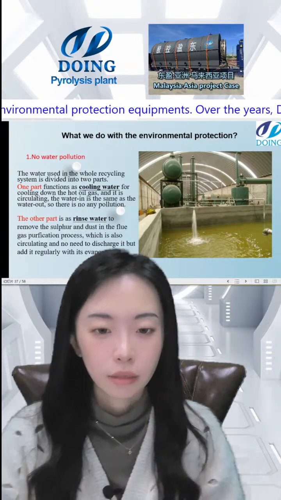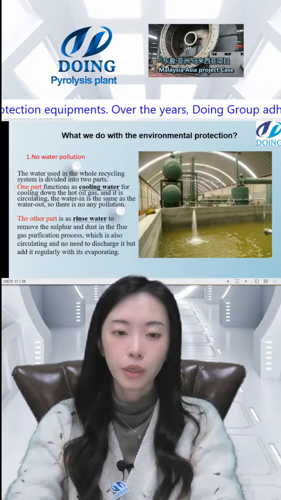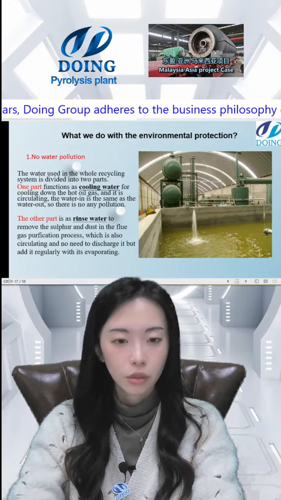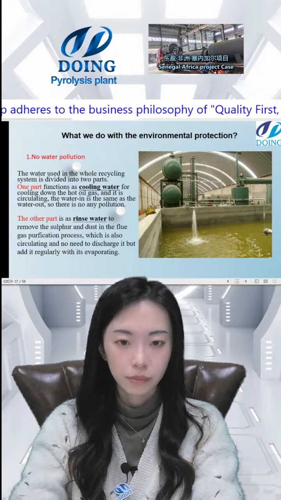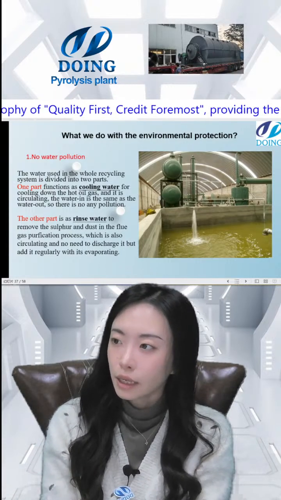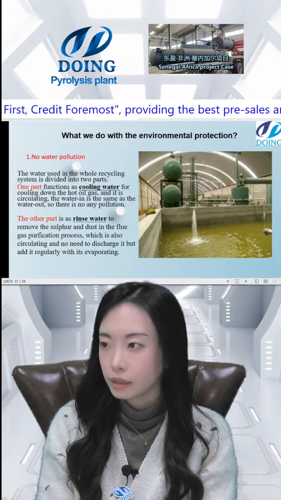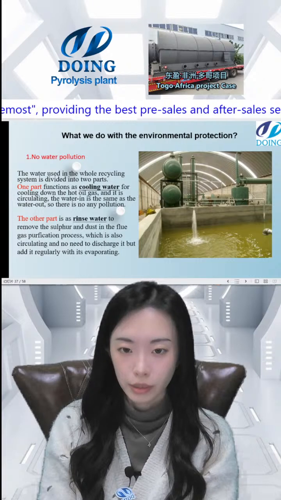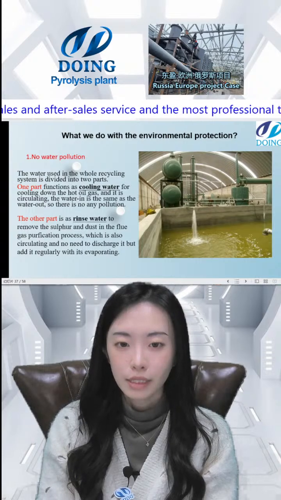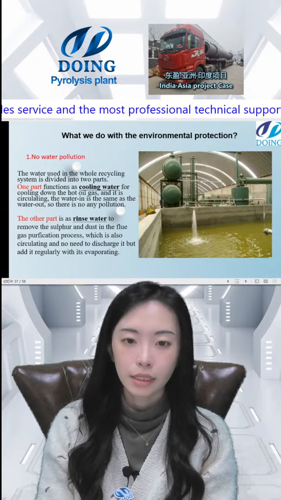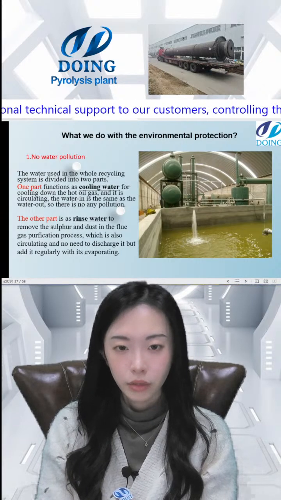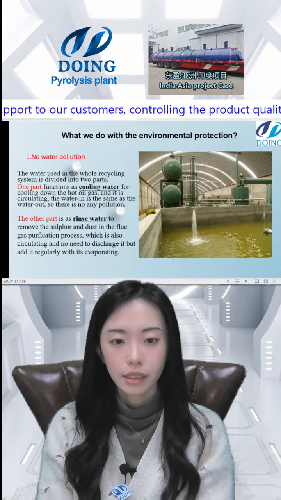This is the first, the water pollution. Well, the answer is we have no water pollution during our production. The water we use is recycled. It's said that the water used in the whole recycling system is divided into two parts. One part functions as cooling water for cooling down the hot oil gas, and it is circulating. The water in is the same as the water out, so there is no pollution here. It is in the condensation system.